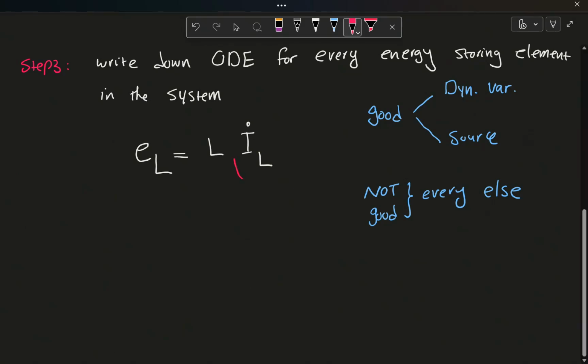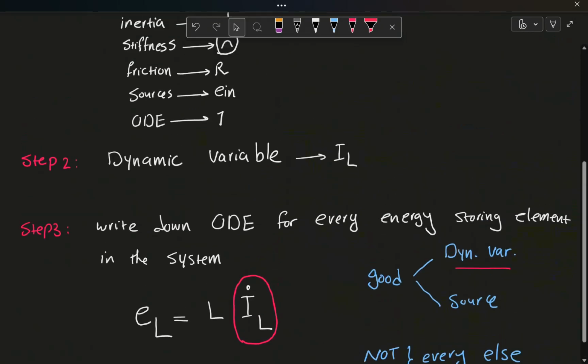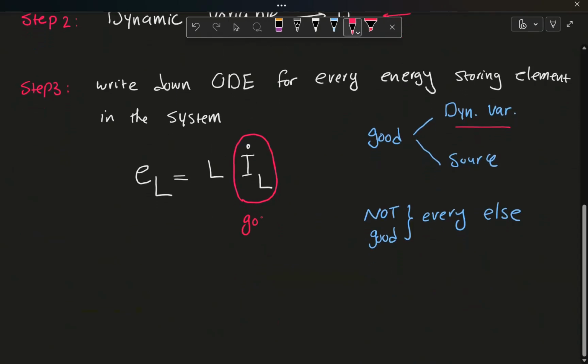I'm going to start with I dot L. Do you guys think that I dot L is a good term or no? Let's look at this. Is it my dynamic variable? Well, look, my dynamic variable is IL, and I dot L is the time derivative of my dynamic variable. Look at step 2. So, yes, this is a good term.